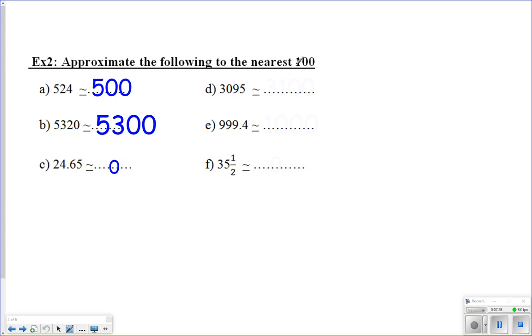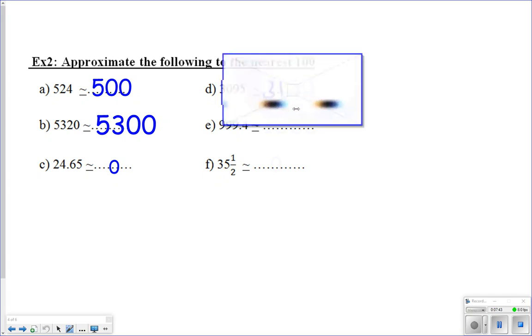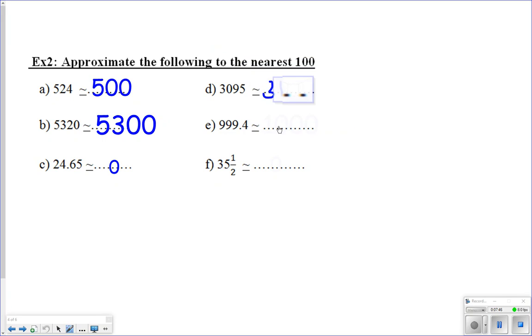We are approximating to the nearest 100, so plus 1 to the number which is in hundreds. The number in the hundreds is 0. 0 plus 1 is? Excellent, 1. So the answer will be 3,100. 3,100. Okay?